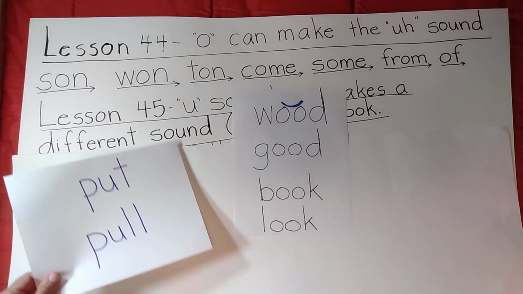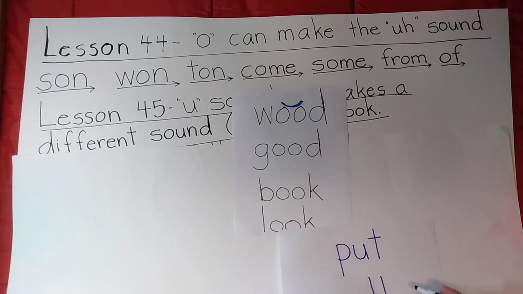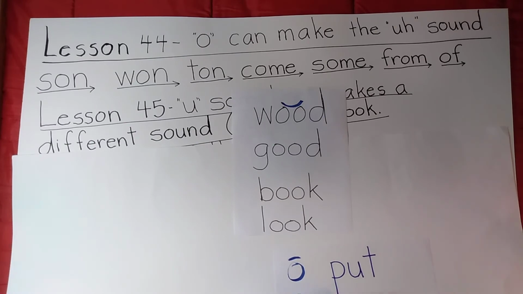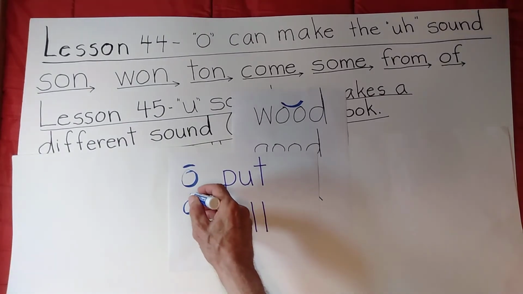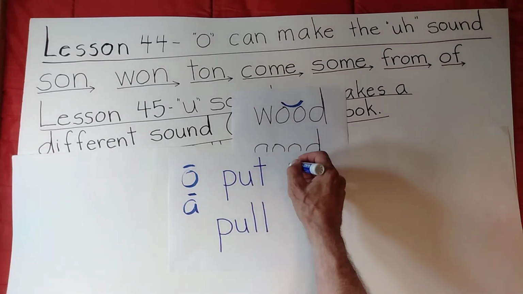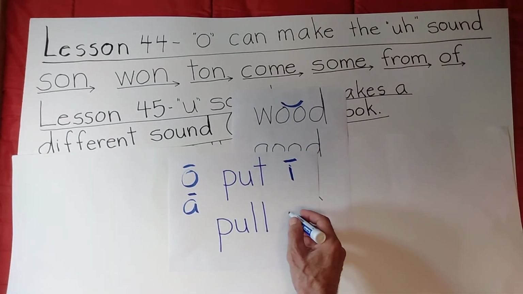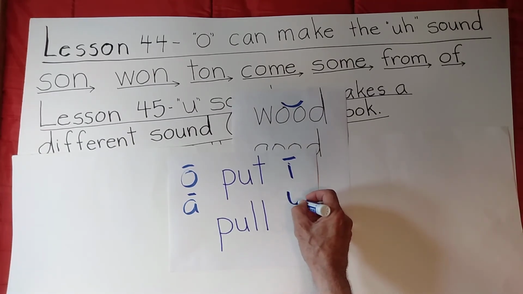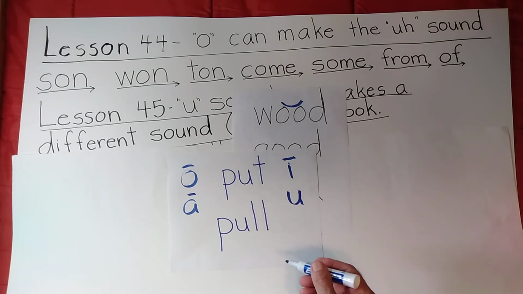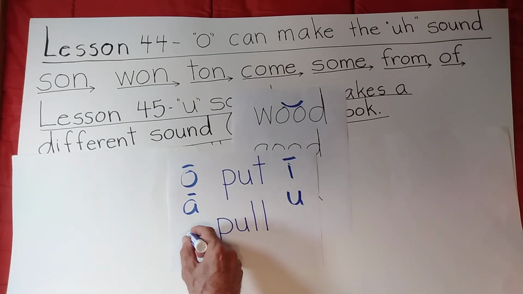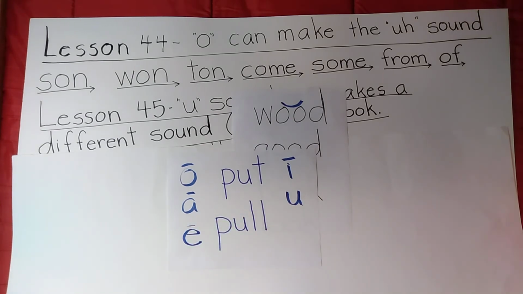So let's see if I can give an example of that. I can't really think of a good example right now. But anyway, if it's a long O, they'll put a line over it. A long A, they'll put a line over it. And so on. Long I sound, they'll put a line over it. When they get to U, they've got to do two different ones. So that's kind of a little bit of a problem. And different dictionaries do that different ways. Long E, they'll put a line over that.